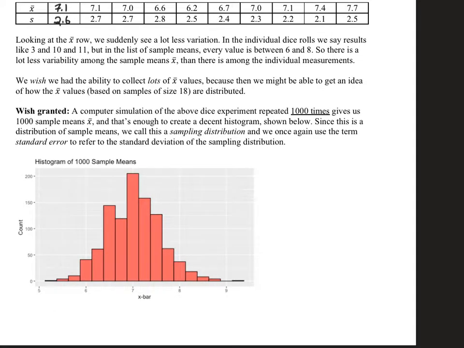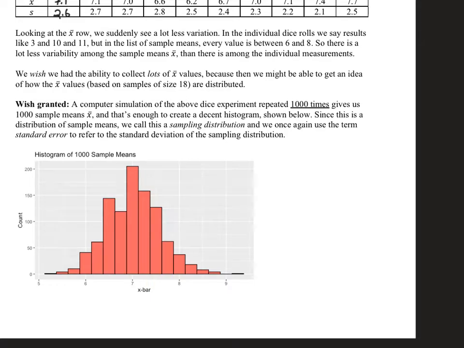And I'll refer to this as an X-bar distribution. I usually type that if I don't feel like trying to make the symbol, but an X-bar distribution is technically a sampling distribution because it's a distribution of sample statistics. So we'd call that a sampling distribution.